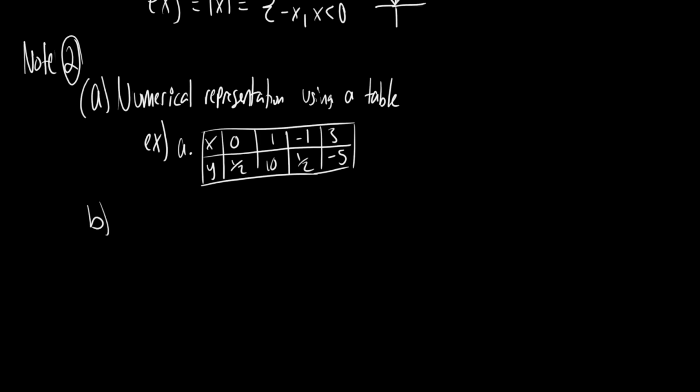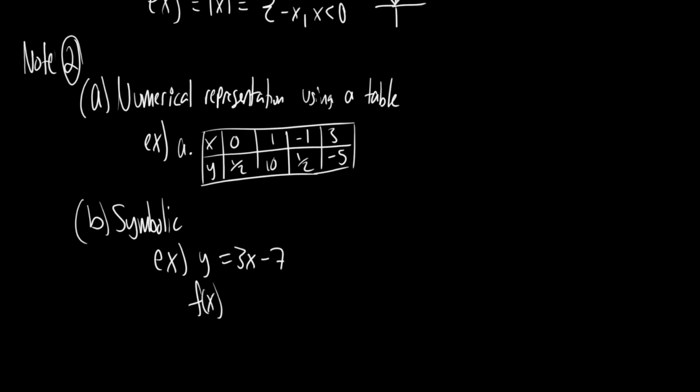Now let's write the symbolic representation. An example of this would be y equals 3x minus 7. And we could also write this as f of x. If we remember, f of x is similar to y, so f of x equals 3x minus 7. And both cases work. When you get into showing your work, you have to make sure you stick to one, y or f of x.